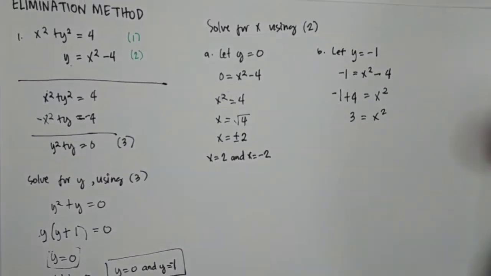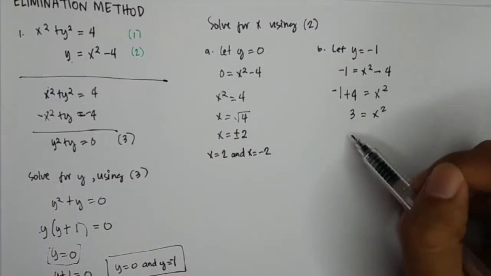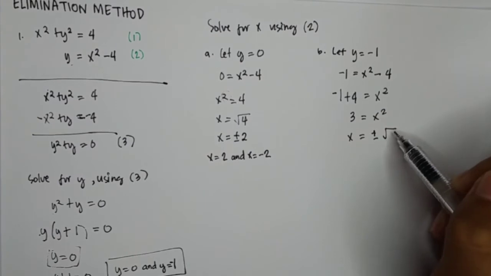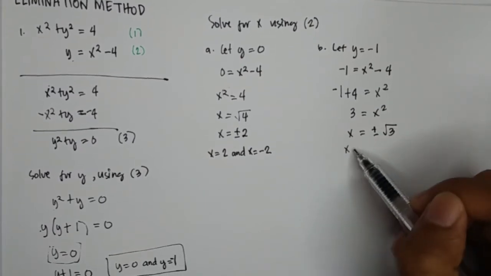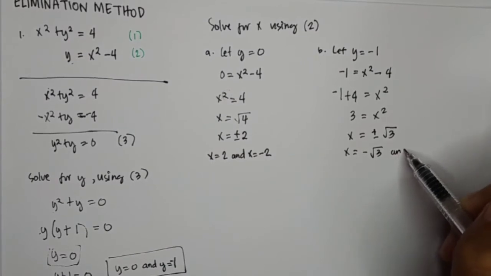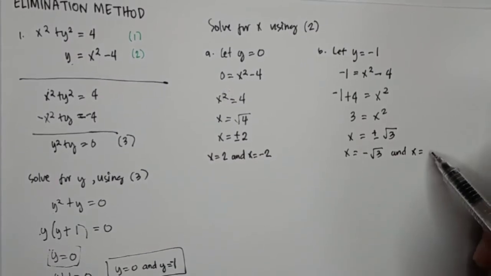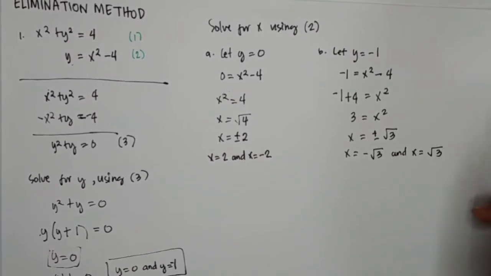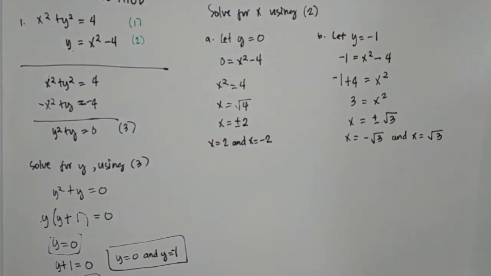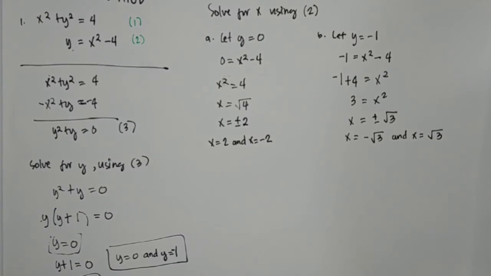Get the square root of both sides. We have x is equals to positive negative square root of 3. So yung x natin is negative square root ng 3 and x is equals to square root ng 3, or positive square root ng 3. Okay. After that, we're going to do some checking.